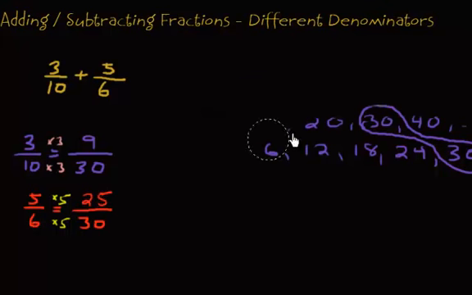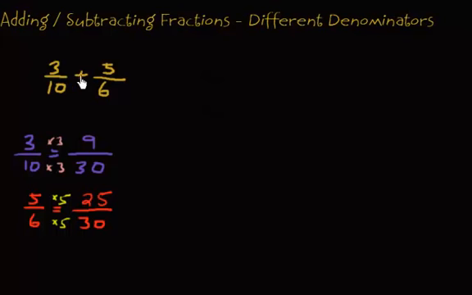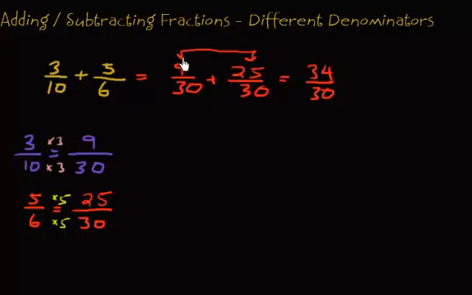Then we come back up to our original problem and just rewrite it. 3 over 10 is really 9 over 30, and 5 over 6 is really 25 over 30. Now we just add them together, and we're going to get 34 over 30, because I added 9 and 25 to get 34.